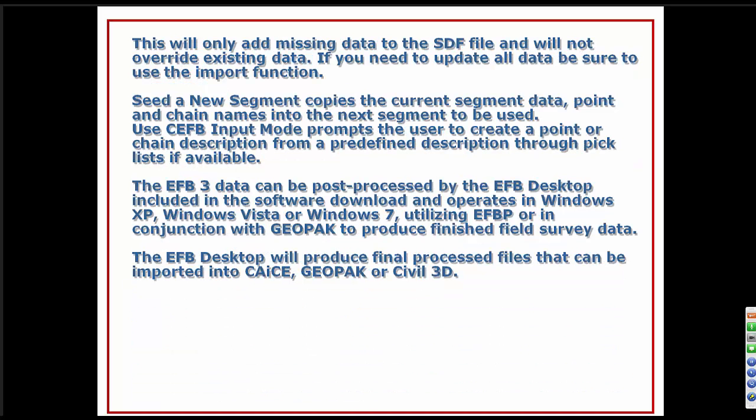So what is important about the desktop application, this EFB Desktop, is that the EFB Desktop will produce, and this is this area right down in here, final process files that could be imported into Casey, GeoPack, and/or Civil 3D. And the reason why we have to use this EFB Desktop is that the data that is created by EFB is not compatible directly into Civil 3D without going through a process and making it available to Civil 3D. And that's what we're going to do today on the EFB side.